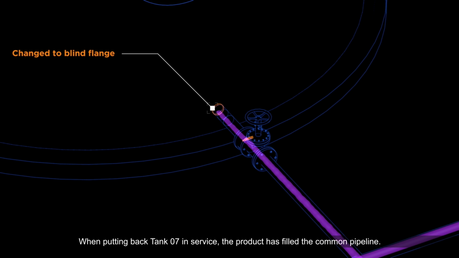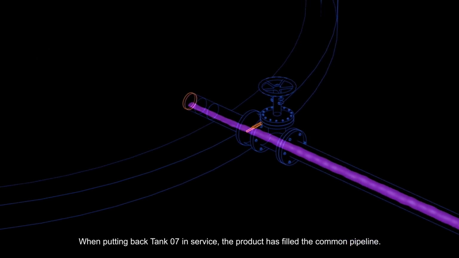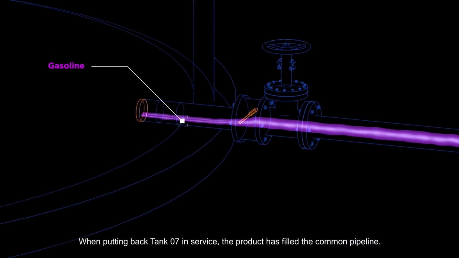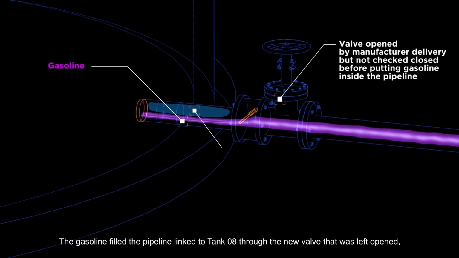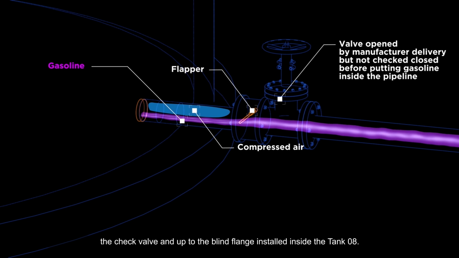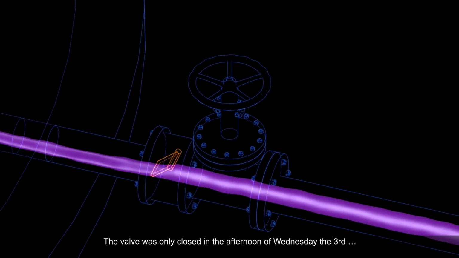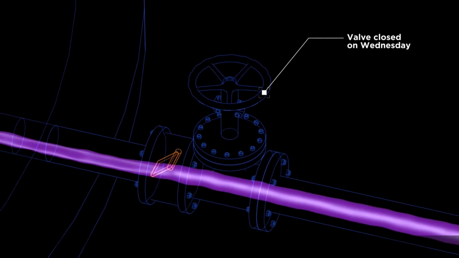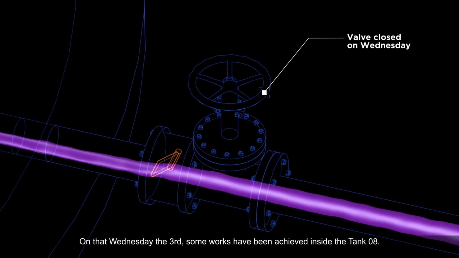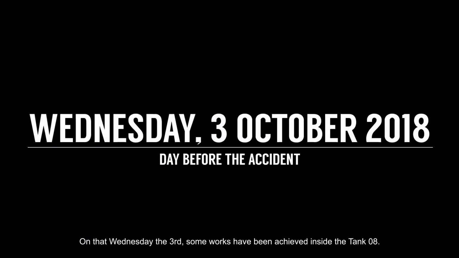When putting back tank 07 in service, the product has filled the common pipeline. The gasoline filled the pipeline linked to tank 08 through the new valve that was left open, the check valve, and up to the blind flange installed inside the tank 08. The valve was only closed in the afternoon of Wednesday the 3rd. On that Wednesday the 3rd, some works have been achieved inside the tank 08.